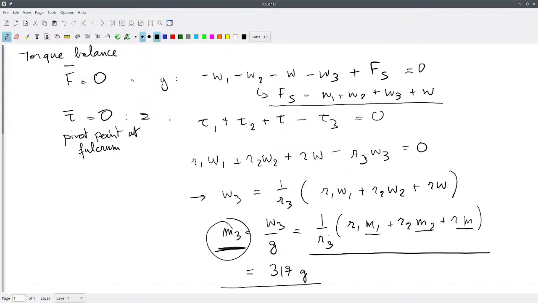This is different from other kinds of mass measuring devices, like with springs, where there's always a factor g that we have to explicitly include. Whereas here we could measure our distances and our masses to very high precision, much better than we know the value of g. So that means we can determine the mass m3 to a much higher precision as well.